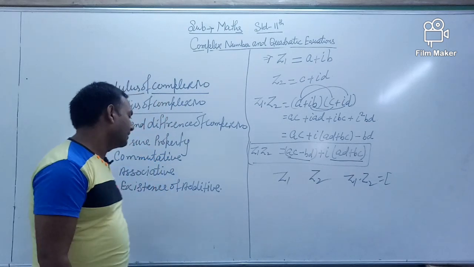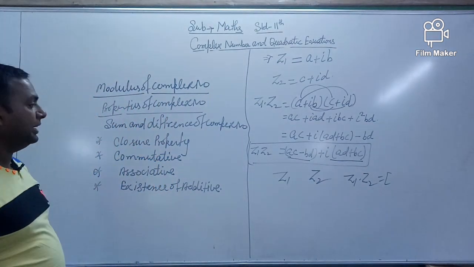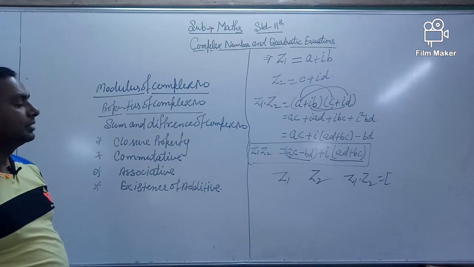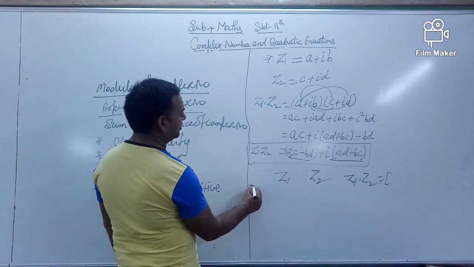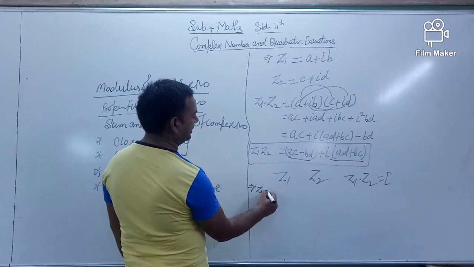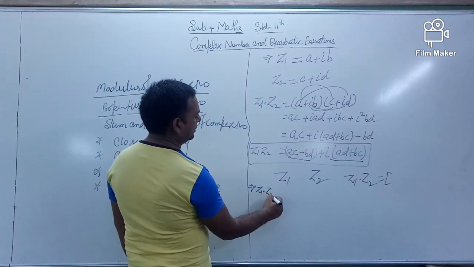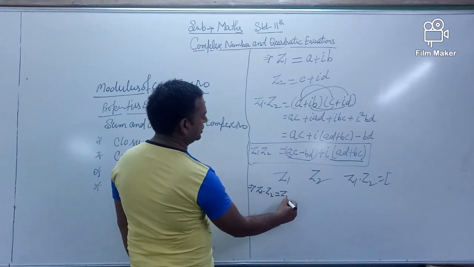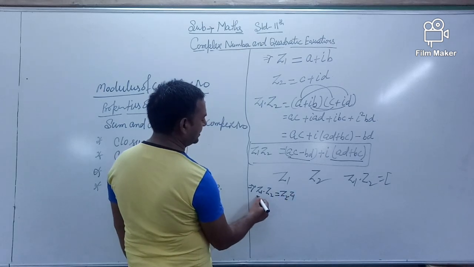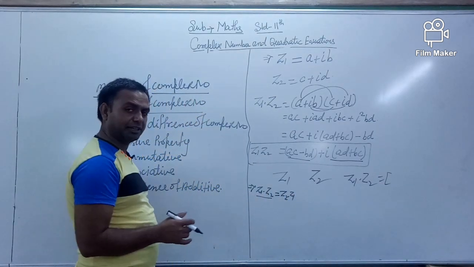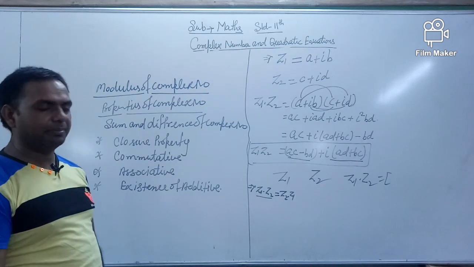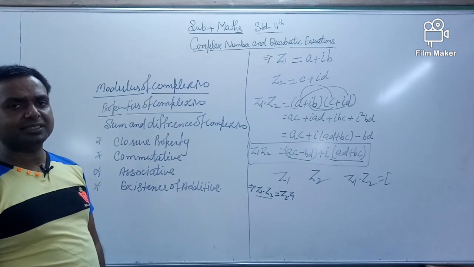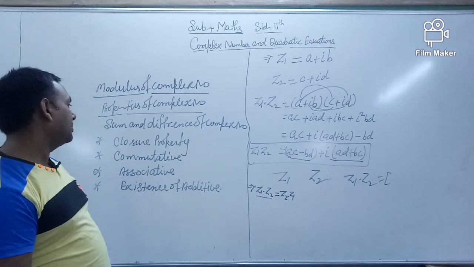Next is the commutative property. In the case of multiplication, the commutative property means if you have two complex numbers, z1 into z2, then you can write it as z2 into z1. It means the first complex number multiplied by the second is equal to the second multiplied by the first. This is called the commutative property.